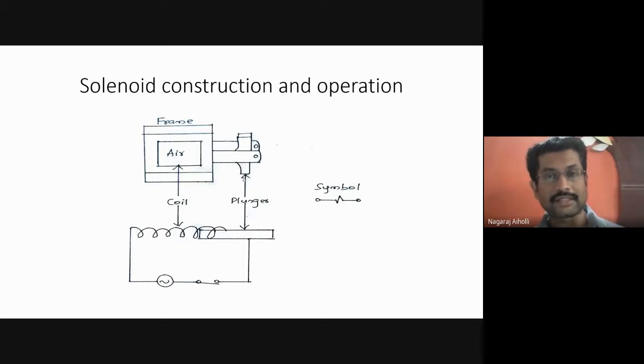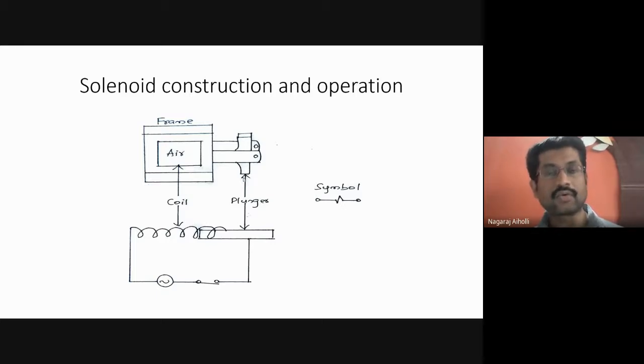Then what is meant by laminations? They are laminated sheets. Instead of a single structure, they are used in the form of sheets, and these sheets are glued together. The reason for using these laminated sheets is to reduce the eddy currents.